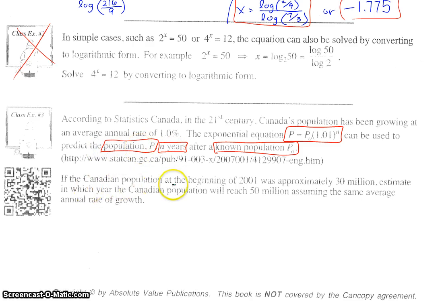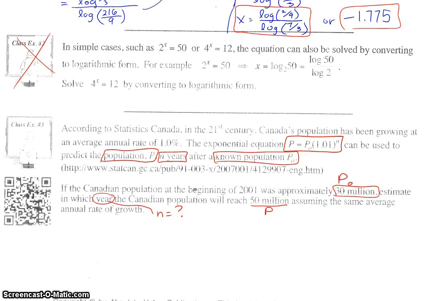Okay, so they tell you if the Canadian population beginning in 2001 was 30 million, well, that sounds like p subscript 0, the initial. Estimate in which year the Canadian population will reach 50 million, so that's our p, assuming the same average annual rate of growth. Okay, so estimate the year, that means we're looking for n. Okay, so let's sub everything into our equation and then use some logarithms to solve that, okay? So pause your video and then we'll check back.